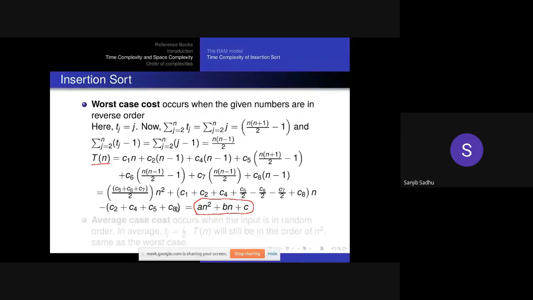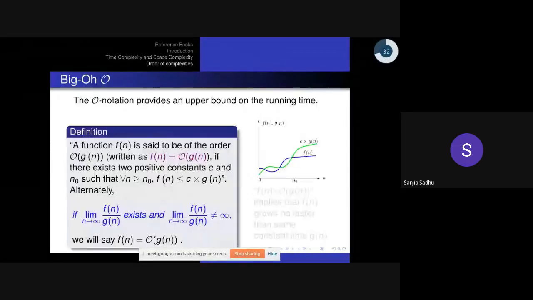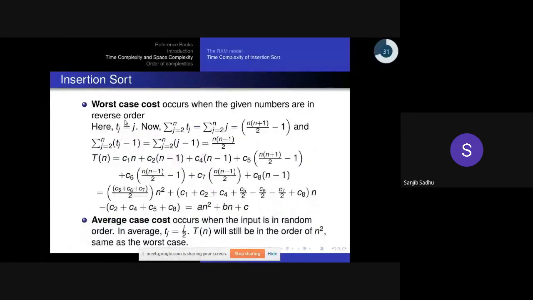Quadratic means, you see, the highest power is 2, so this is the function n square. If you simplify it you will get something like this, and we have used a stands for (c5 plus c6 plus c7) by 2, like this. These are the constants a, b, c. So now basically we see the running time complexity T(n) is a function of n, is a function of n.